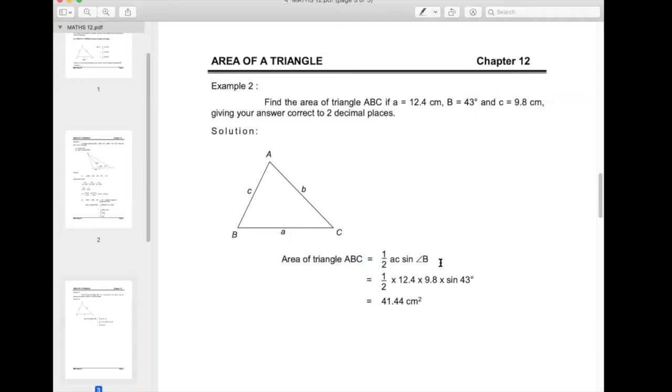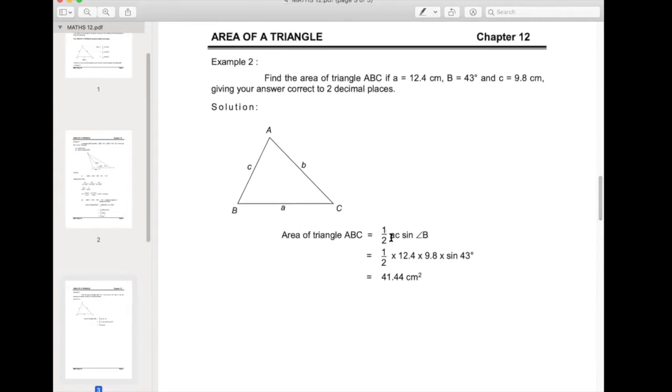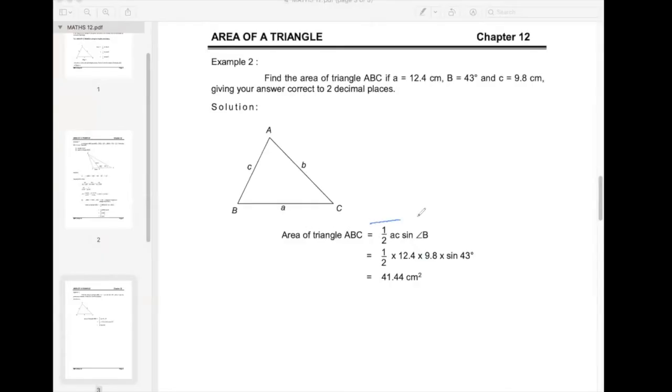Okay, how do we arrive at this? Just now we already went through it. Later I'll send you the PDF copy so you can see the derivation. So half A and C sine angle B. Okay, I'll see if I can annotate. So the area is really given to us here.